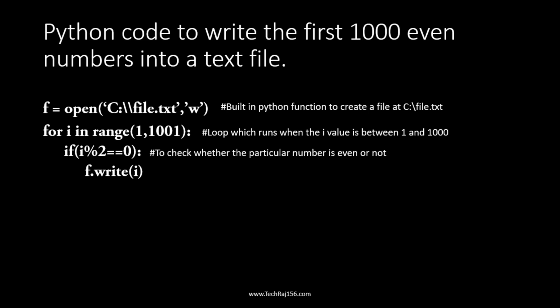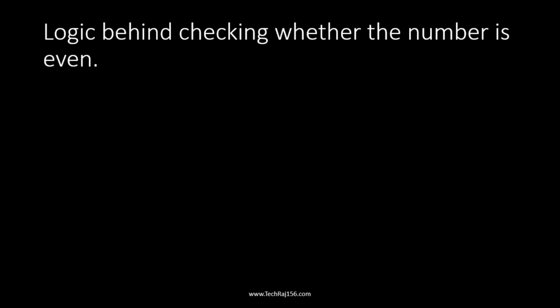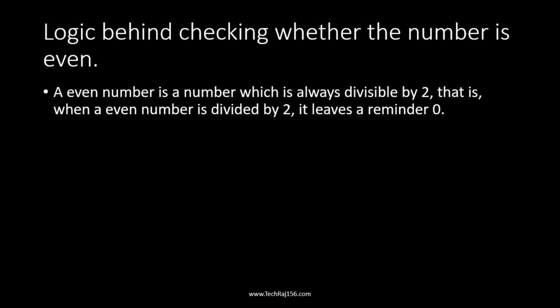Let me show you how this logic works. Let's see the logic behind checking whether the number is even. First of all, what is an even number? An even number is a number which is always divisible by 2. That is, whenever an even number is divided by 2, it leaves a remainder 0. It is going to give an integer value.